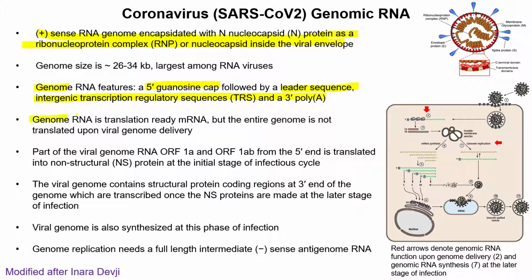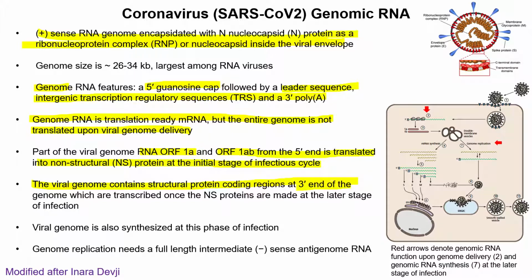Also know that the genome RNA is a translation-ready mRNA, but the entire genome is not translated upon genome delivery, which we saw in the last slide. So this information is important. Part of the viral genome, ORF1A and ORF1AB from the 5' end, is translated into non-structural proteins at the initial stage of the infectious cycle. This is repeat information from the previous slide that is important. And the viral genome contains the structural coding regions at the 3' end.